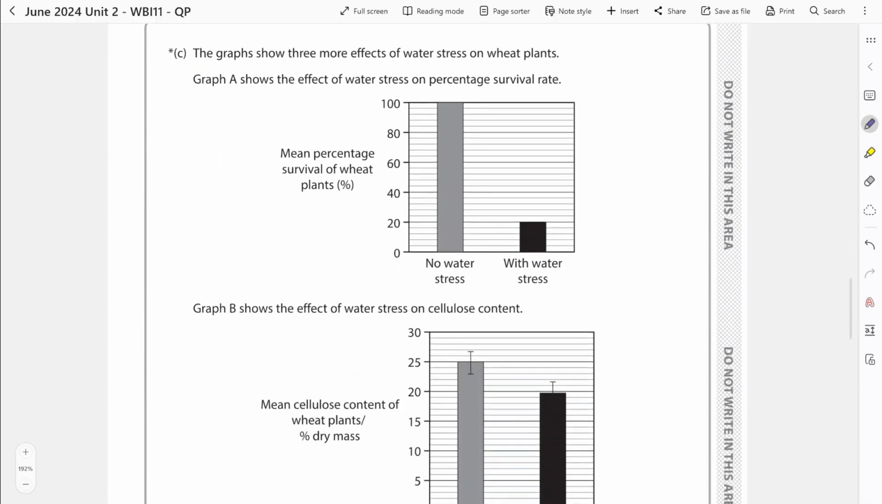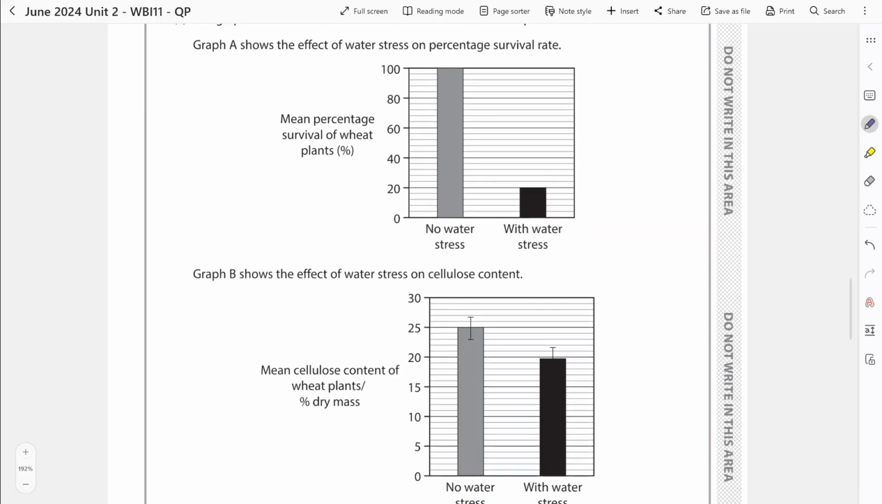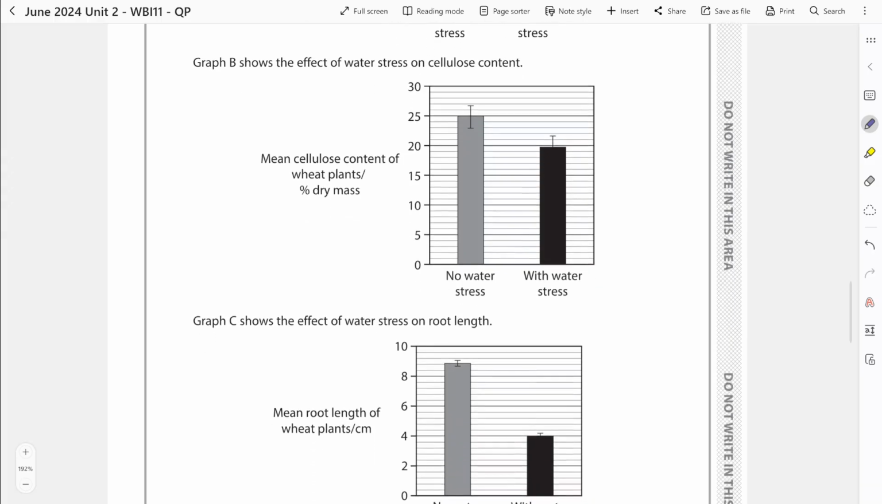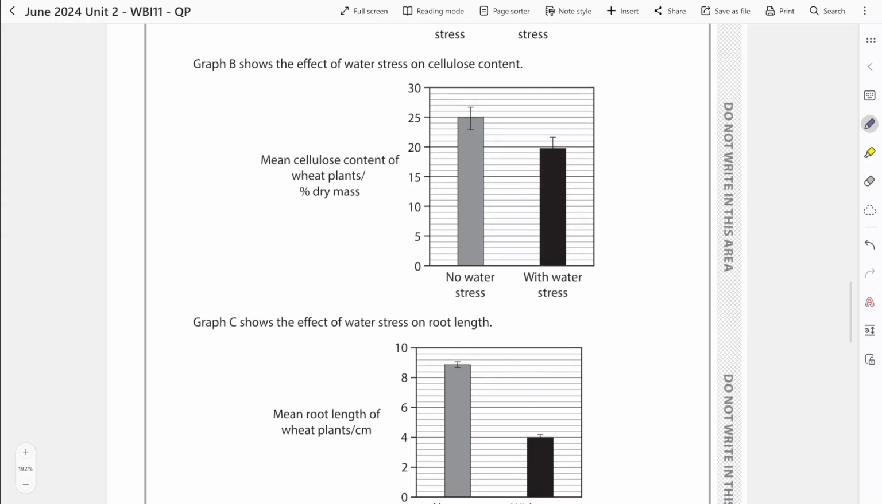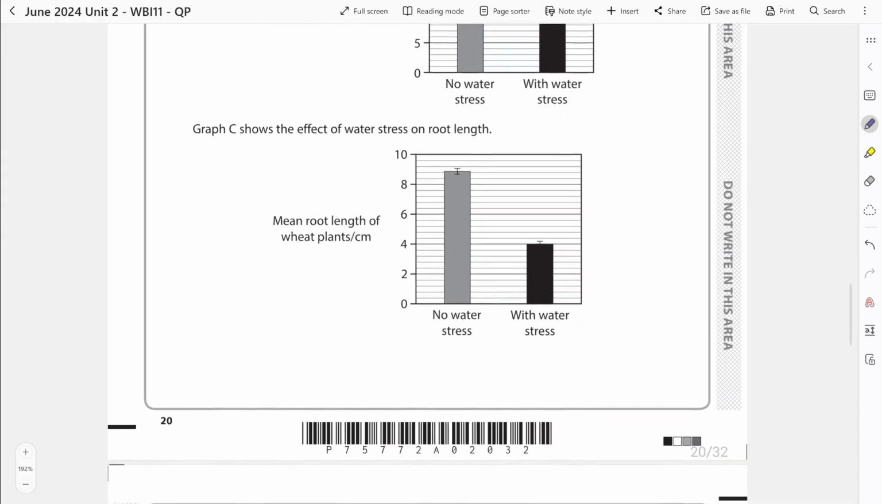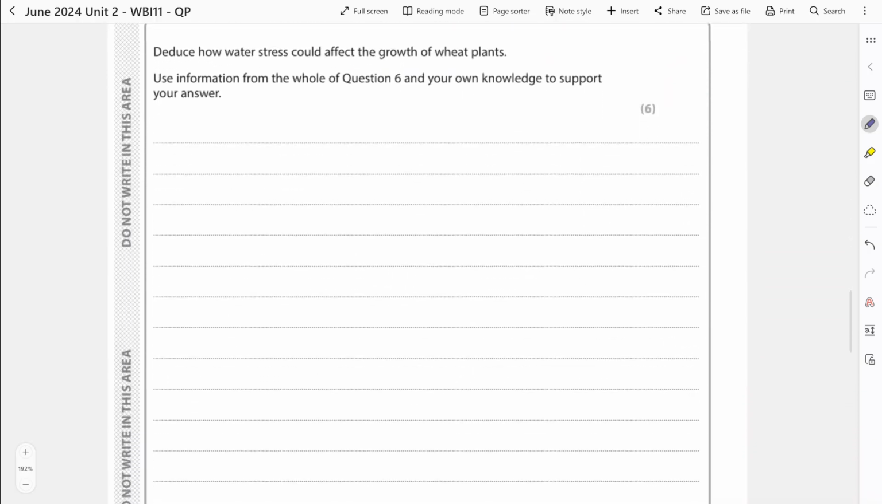All right, part C. The graphs show 3 more effects of water stress on wheat plant. So the first graph, graph A, is about mean percentage survival of wheat plants. Graph B is the effect of water stress on cellulose. Graph C is the effect on the root length. All right, deduce how water stress could affect the growth of the wheat plant, use information from the whole of question 6 and your own knowledge to support your answer.